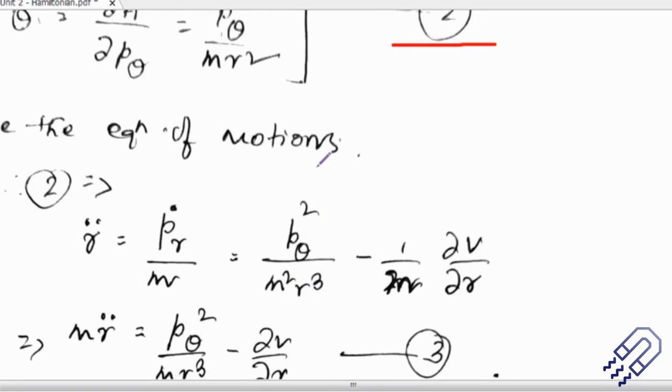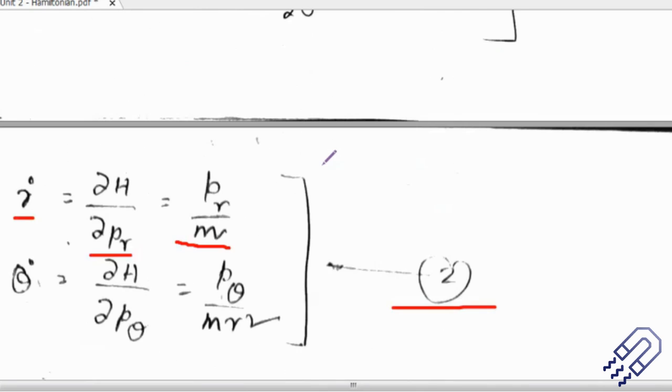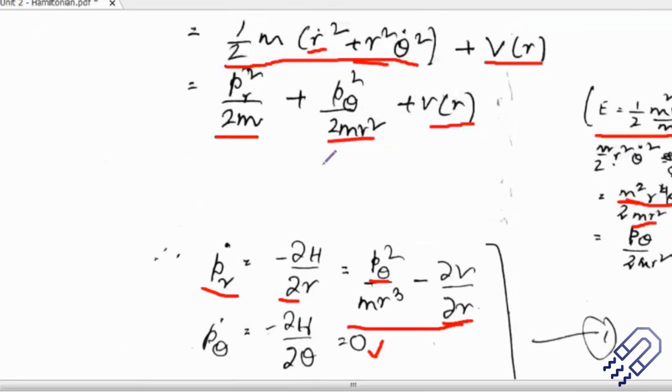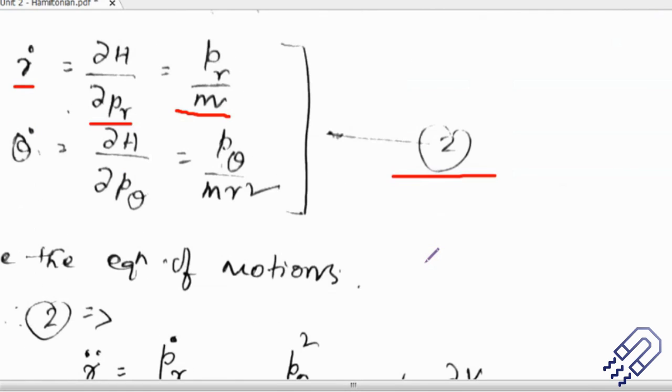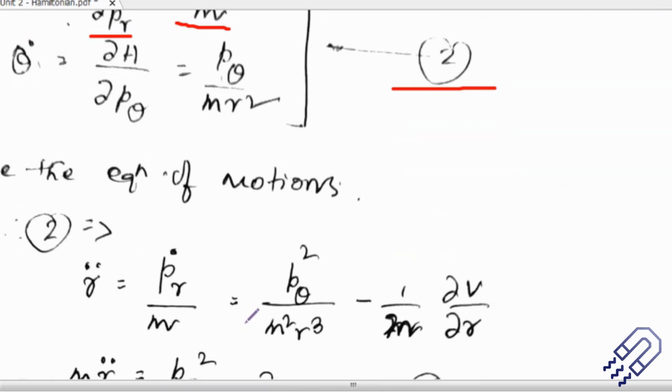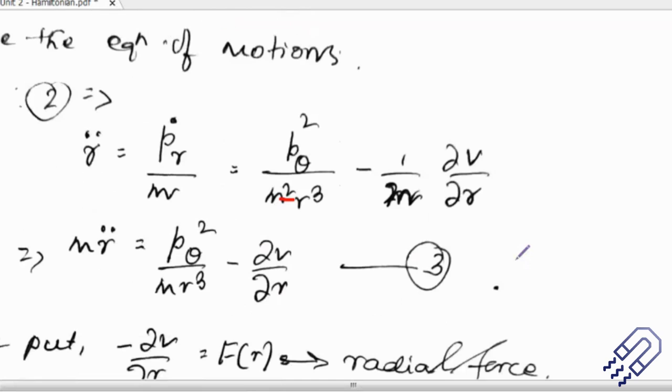okay? How? Because you know already what is pr dot, right? What is our pr dot? Yeah, this is our pr dot, right? So this pr dot, we have this equation, and this we can actually replace. So if we just simply write it as pr dot by m, we can just write down p theta square divided by m r cubed, and we have an additional m here, so this becomes m square, and then minus of 1 by m del v by del r. So just replace this, you get that equation.